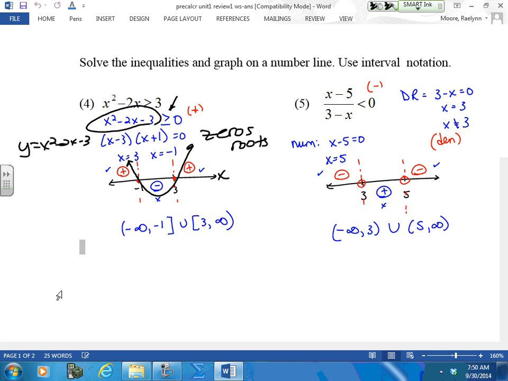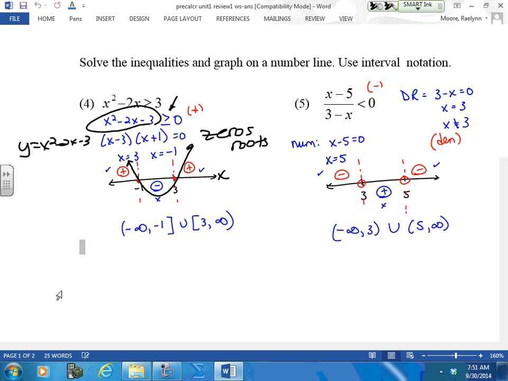Quadratics are nice. Just remember, if it's negative in front of the x squared, if a is negative, it's going to open down, but make sure when you find your roots that you divide by your negative, because your roots are going to be the same. Your zeros will be the same. It just will open the opposite way.